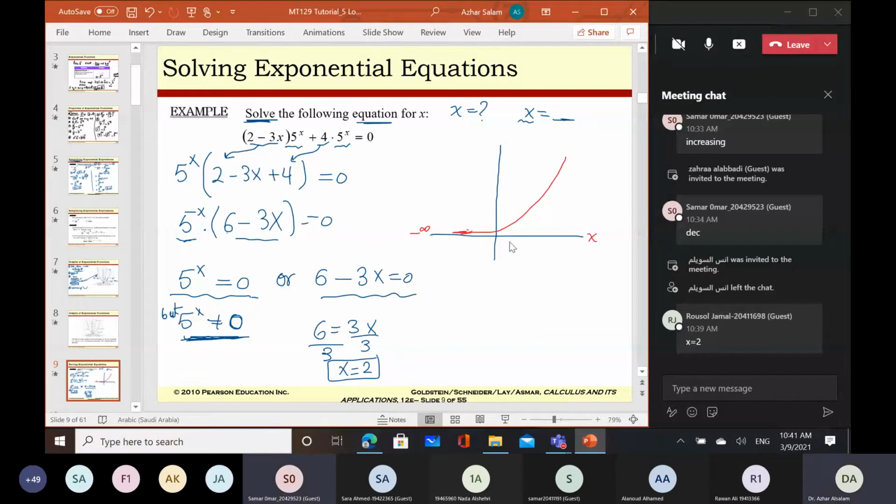دكتورة؟ أيوة. ليش قلنا إن 5x ما تساوي الصفر؟ هذا اللي قلنا إنه من خصائص الدالة الأسية، أنها لا تساوي الصفر أبداً. لاحظي هنا المنحنى كله يقع فوق المحور السيني، معناته أنها ما راح تتقاطع مع السينات، ما في قيمة تخليها تساوي الصفر. معناته هذه ليس لها حل. أوكي أتركها، أحل هذه فقط.